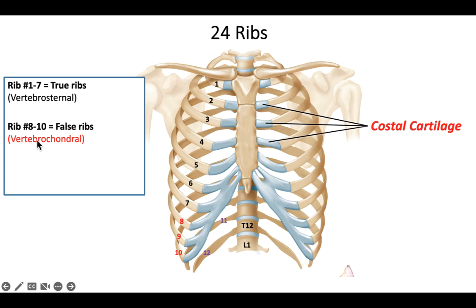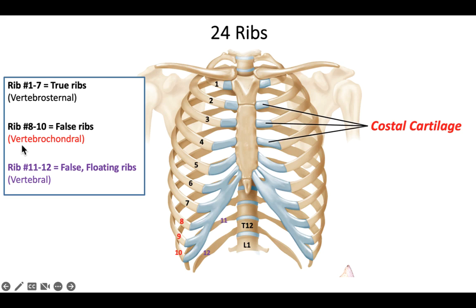So it's vertebrochondral. One end attaches to vertebrae, the other end attaches to 7's cartilage. All right, then the last two, 11 and 12, they're false. They're often also called floating, and they're also just known as vertebral ribs because they attach to vertebrae at one end, but they don't attach to anything at the other end. So again, true, false, floating, that's one way to categorize these ribs. But to me, this nomenclature makes the most sense.